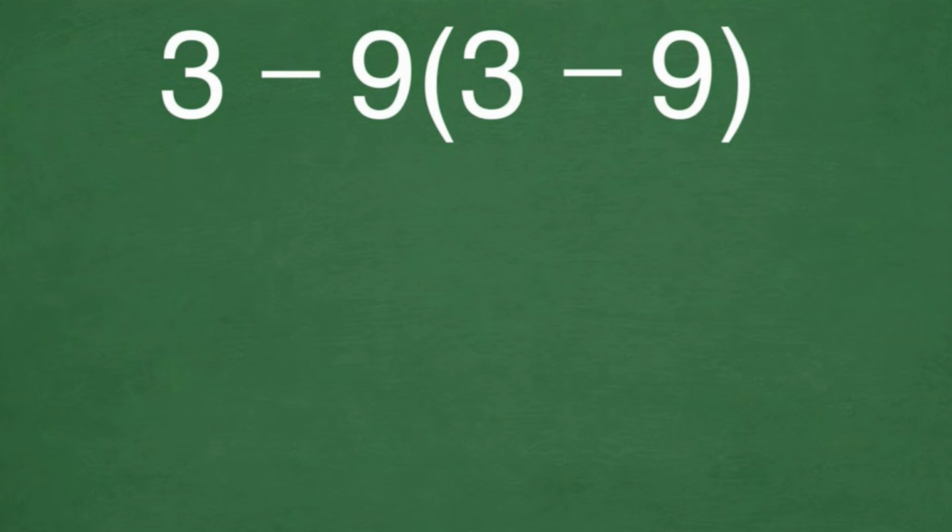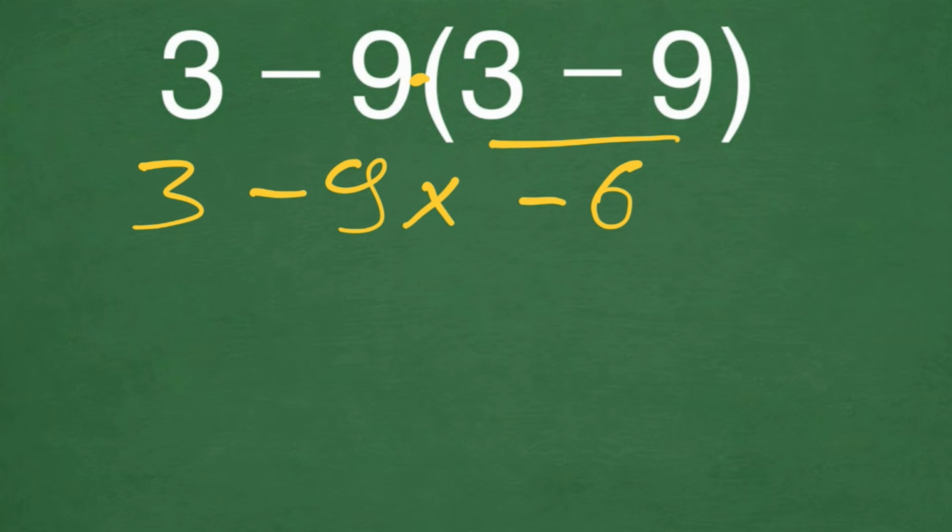So when we are back to our problem, here we have parentheses, subtraction, and multiplication, right? So for those of you who don't know, if a number is placed next to parentheses, that means multiplication. And we have to solve the parentheses first, and then the multiplication, and then the subtraction according to the rule. So 3 minus 9 gives us negative 6. And the problem becomes 3 minus 9 times negative 6.